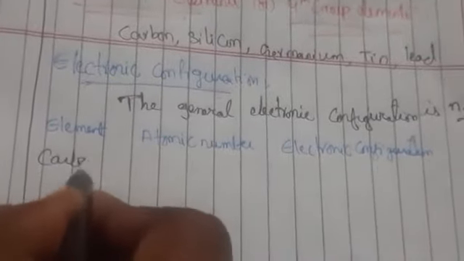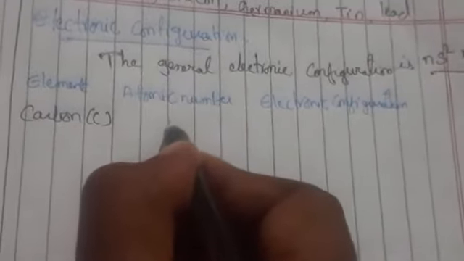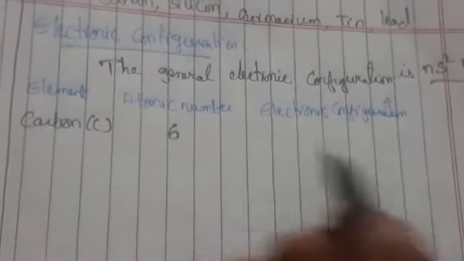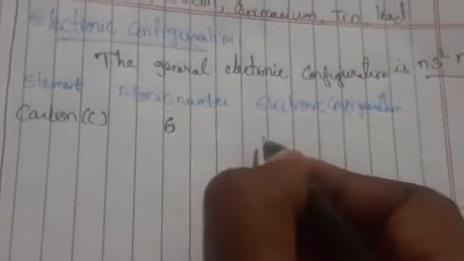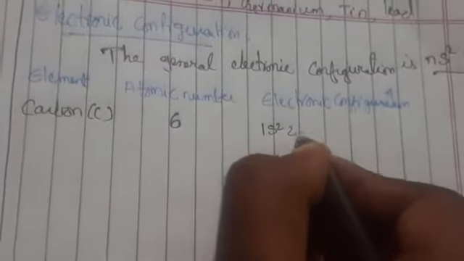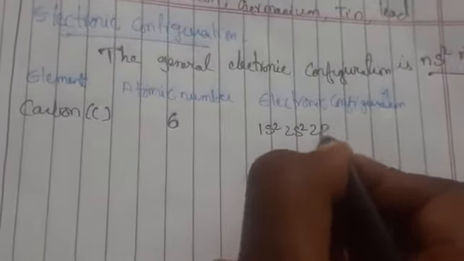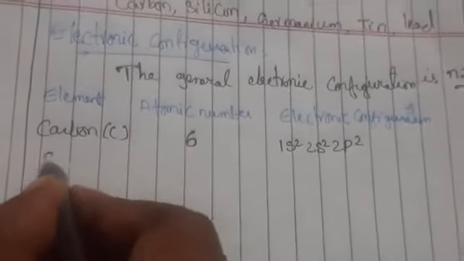Okay, so what is the first element we are having here? Carbon. What is the carbon symbol? C. What is its atomic number? Carbon's atomic number is 6. What will be the electronic configuration? 1s2, 2s2, 2p2.